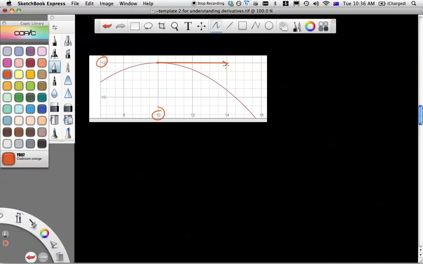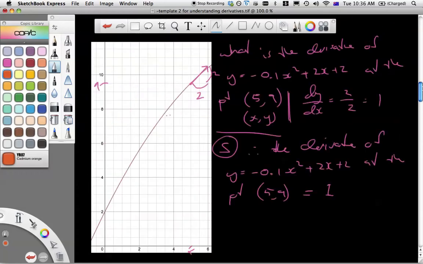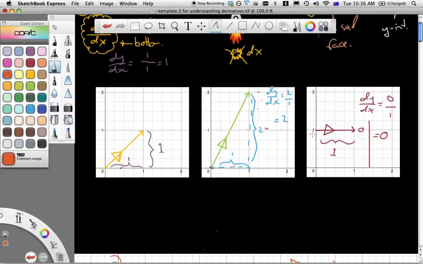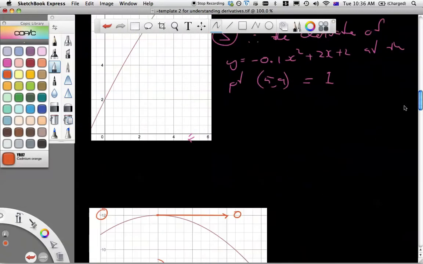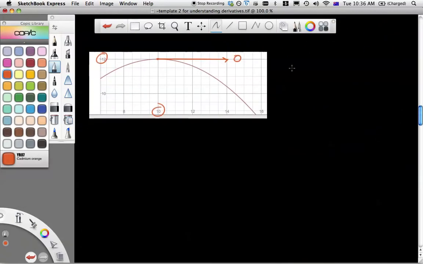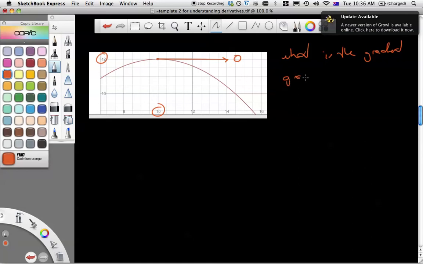And so how high is the front of the spaceship above the back? Well, it's 0. This is the same as the example we saw in the first case. Remember, this was 0. So our question is, what is the gradient? Gradient and derivative are the same thing. So gradient equals derivative. What is the gradient?